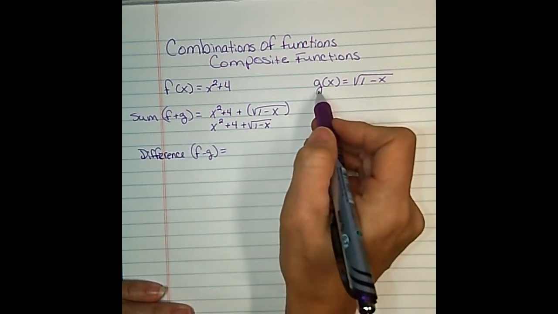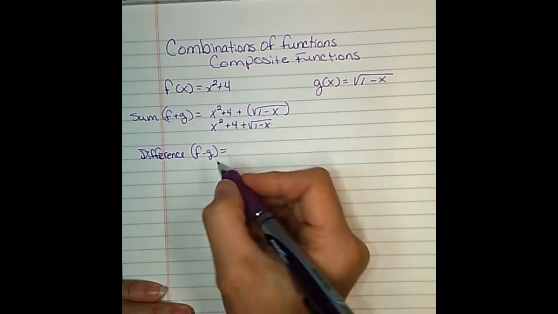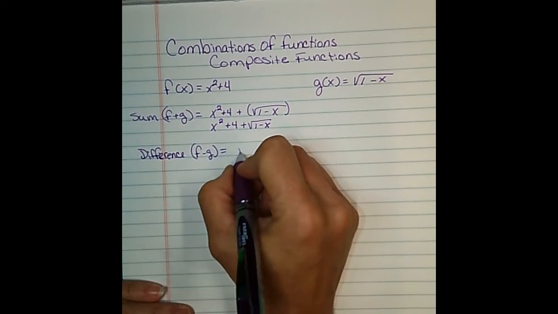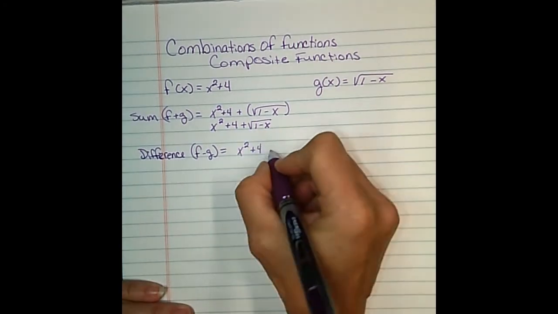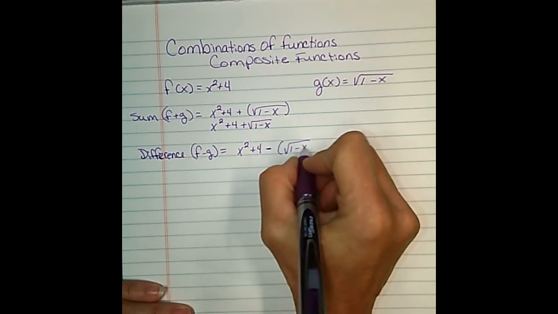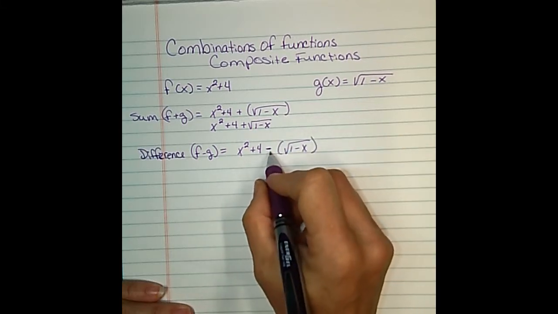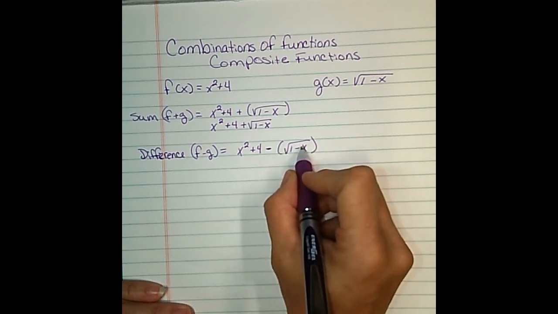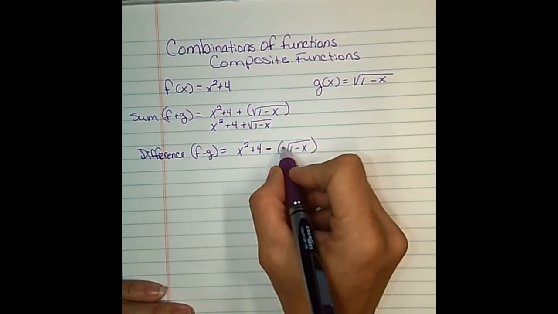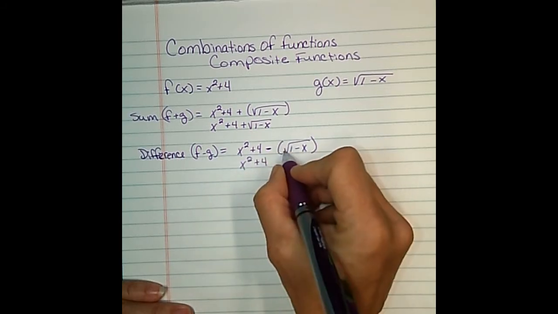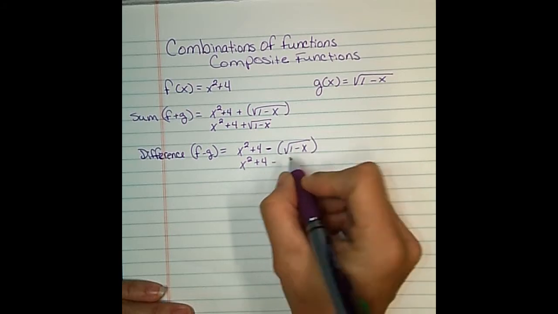I could have asked for g minus f. Either way. But in this case, I said f minus g, so I take my f function, and we're going to subtract my g function. And you notice I put it in parentheses because the sign out here may change everything inside here, but since that's the square root, the only thing we're changing is the sign in front of it. And that's a positive square root, so negative times positive is negative.